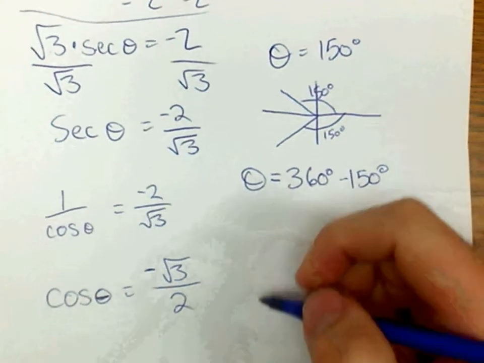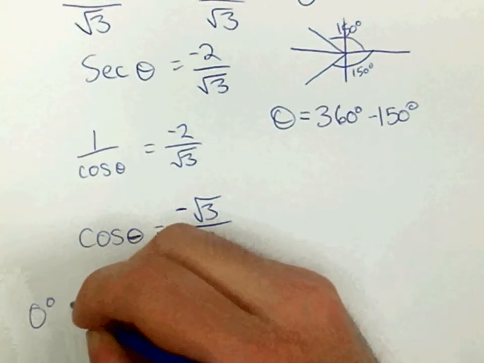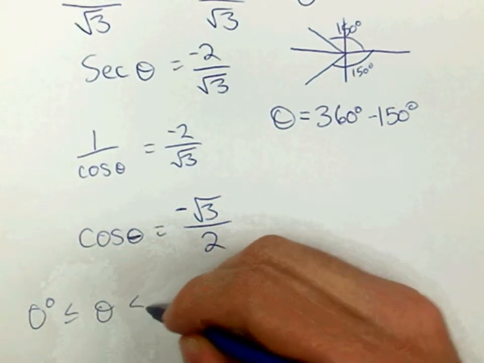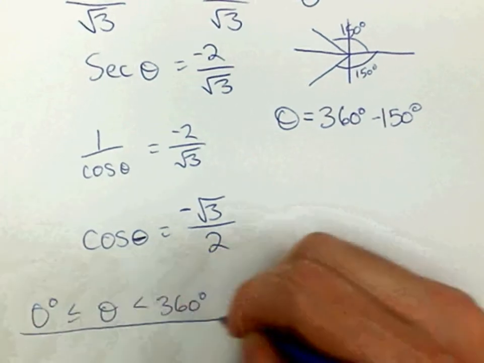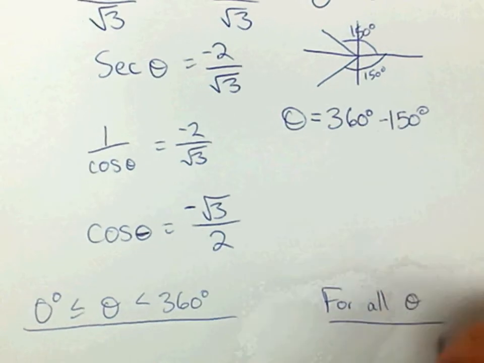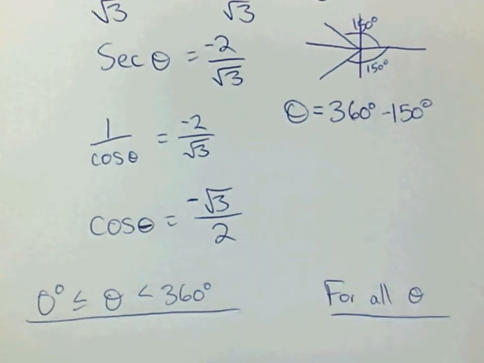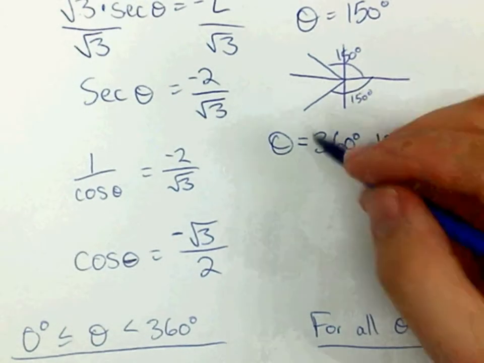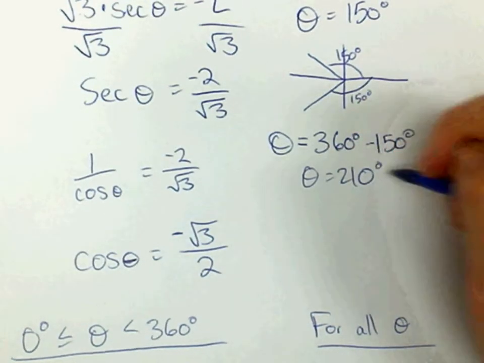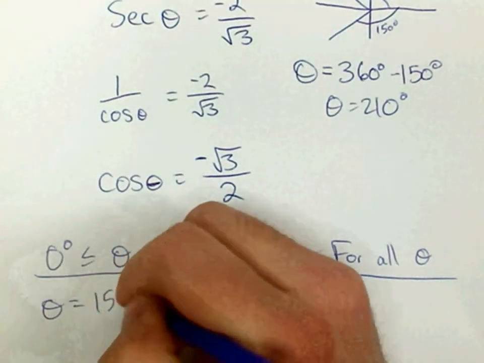Now, of course, we have to figure out, are we solving for all angles that are between 0 and 360 degrees, or for all theta? The problem will typically tell you, but if you don't realize which one you're doing at the beginning, as long as you remember which one you're trying to figure out by the end, you should be okay. So I would still figure out these two angles. Of course, this one is 210. If I want angles between 0 and 360, I will just say it's 150 and 210.